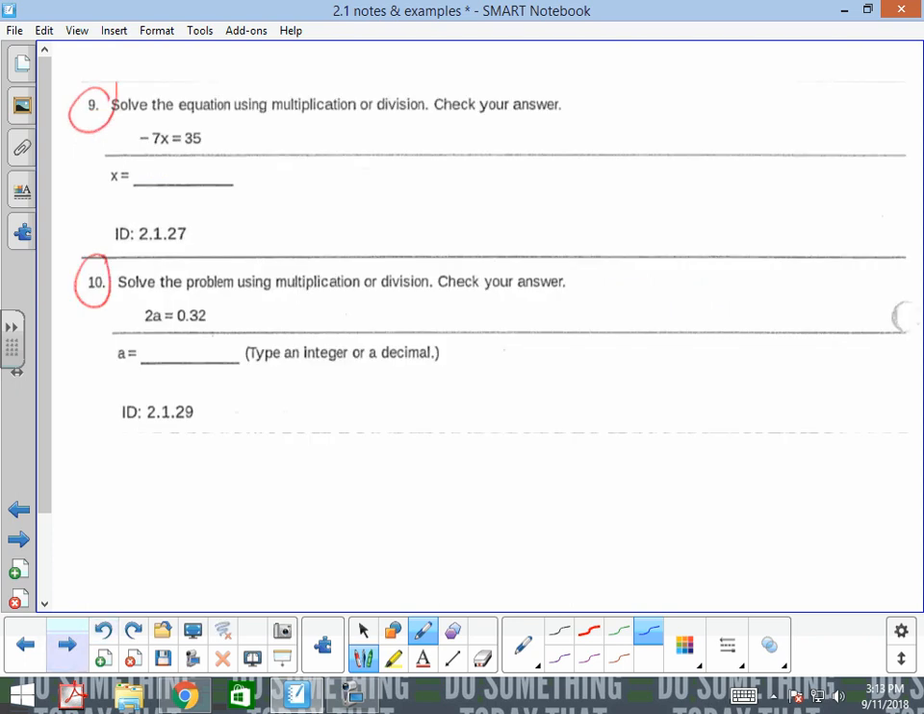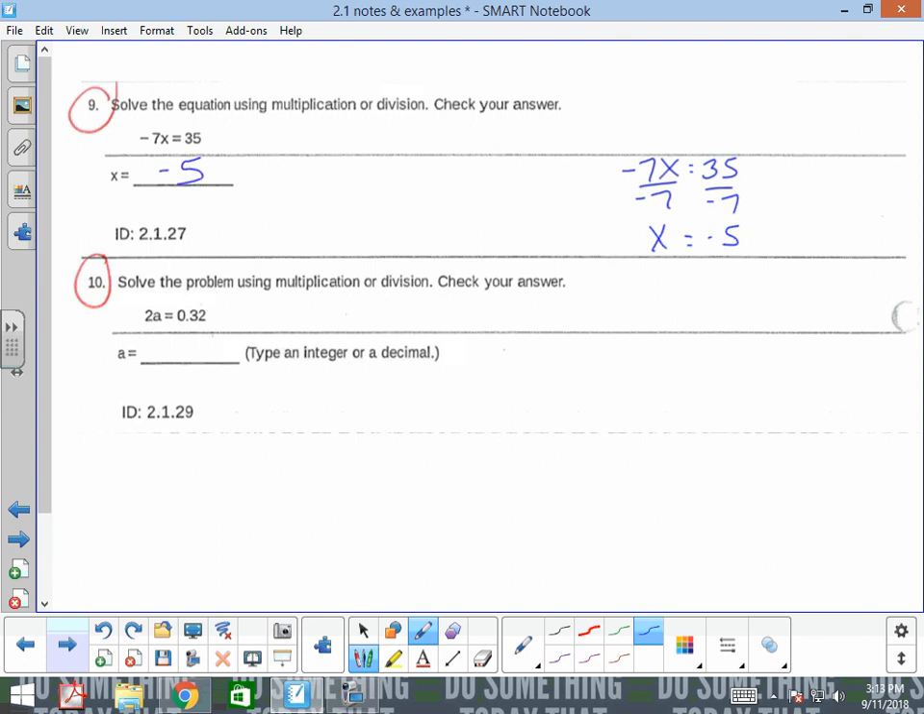Number 9. So write the problem and show what we're going to do to both sides. So go to the variable side. This is -7 times x. It means we're going to divide by -7. So x equals -5.